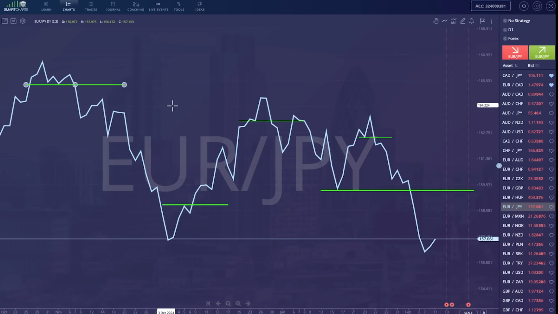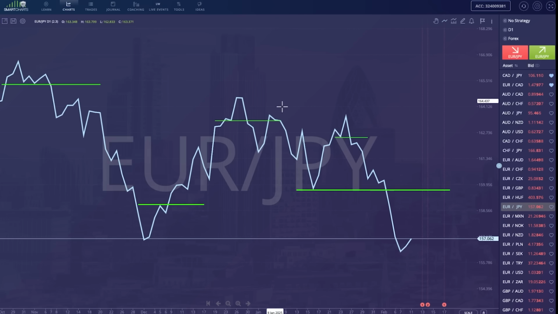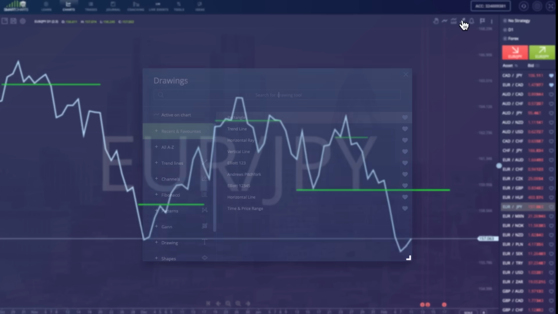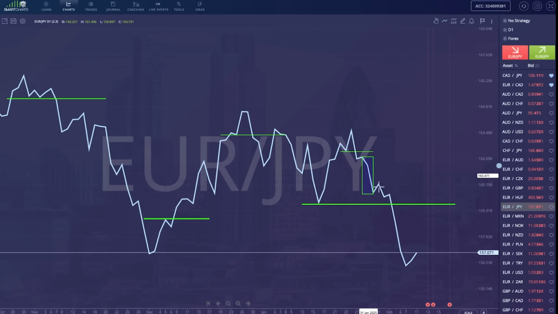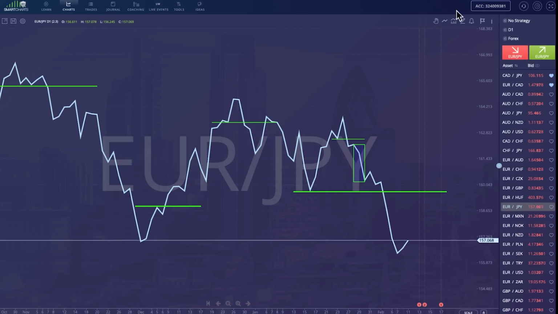Now, just take a second. Your job is to catch the next move, which is essentially these potential phase one moves, right? To make money in these phase one moves.